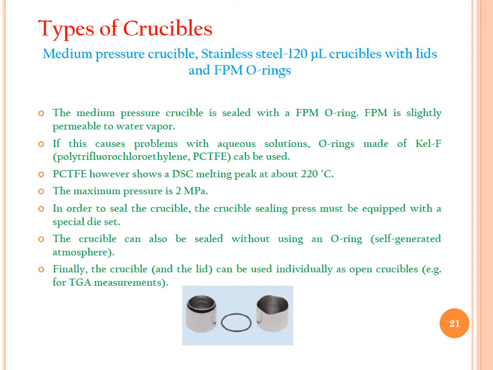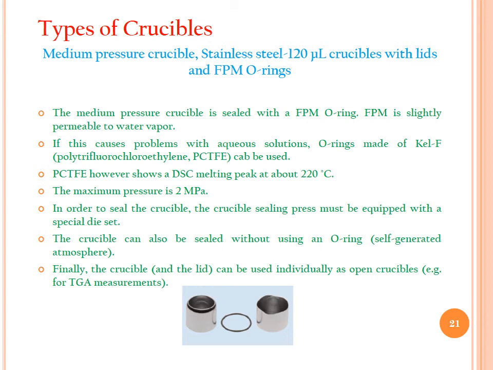The crucible can also be sealed without using an O-ring, using a self-generated atmosphere. If we put the O-ring on the crucible, then put the lid on that O-ring, when we heat the sample holder crucible, the self-generated atmosphere can seal the lid by joining the O-ring between the lid and the crucible.